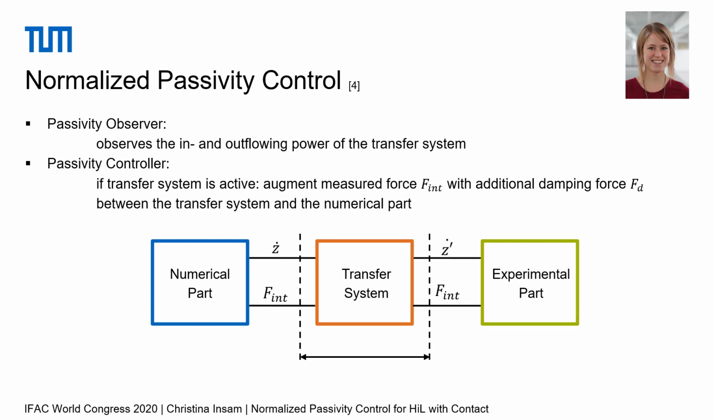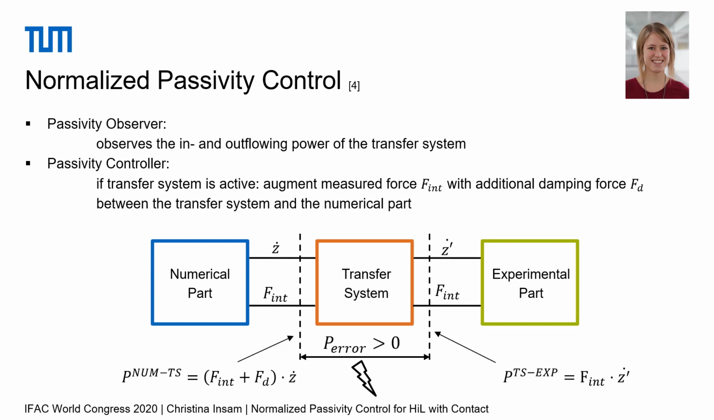In normalized passivity control, we have a passivity observer that observes the power flowing from the numerical part to the transfer system and the power flowing from the transfer system to the experimental part. If the power flowing to the experimental part is larger than the power coming from the numerical part, the passivity controller is being activated and the measured force is augmented by a damping force Fd.